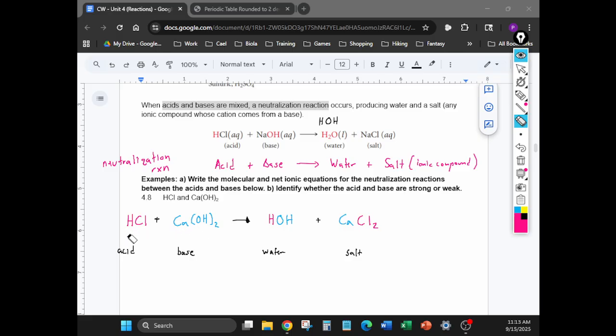And that's how you can figure out an ionic equation. Okay. And then we need to balance, but that's pretty easy. You just put a 2 here and a 2 here.